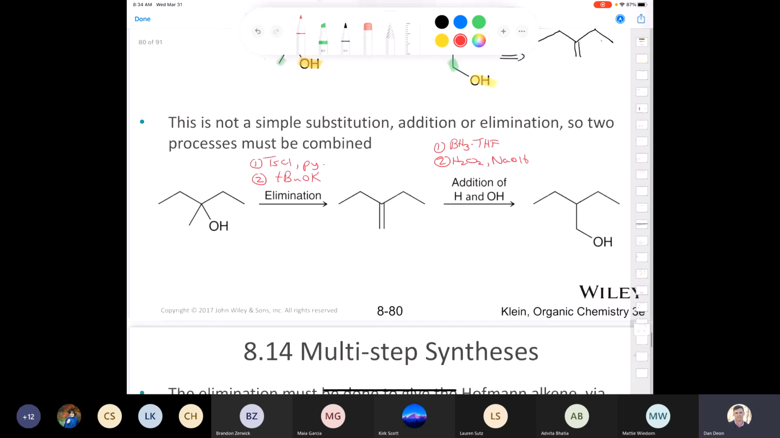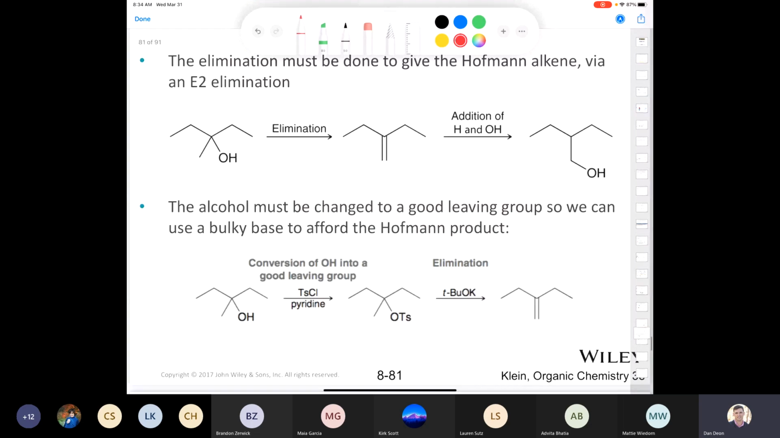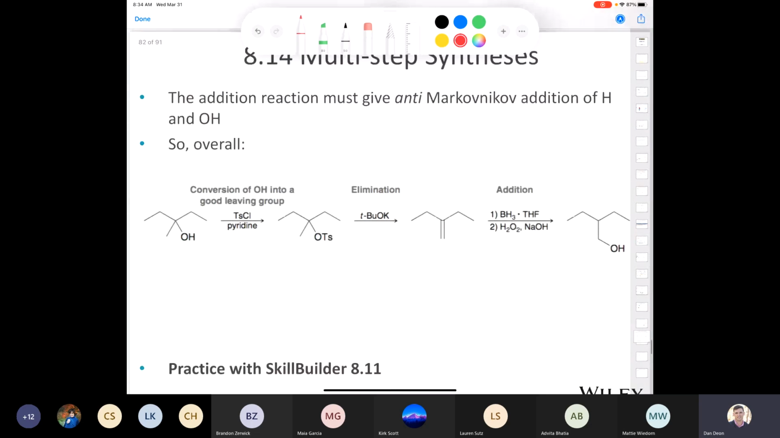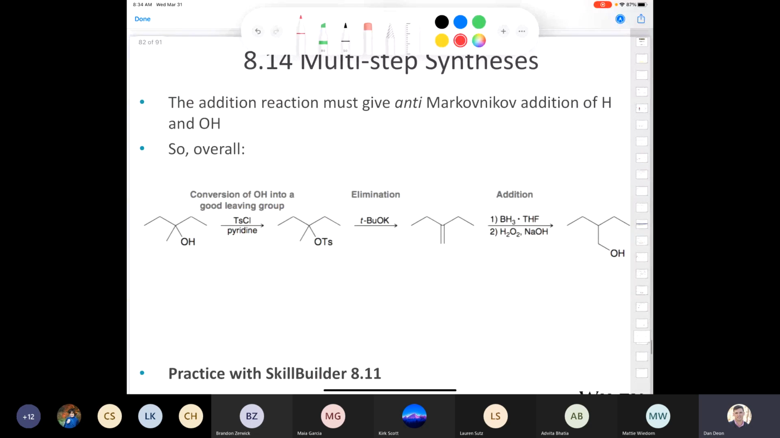That's the kind of strategy that we want to take to solve these kinds of problems, and the solution is shown down here. I just wrote the solution on the previous slide. So there you go. You have a synthesis. How many steps is it overall? You've got step 1, step 2, and then you get steps 3 and 4.